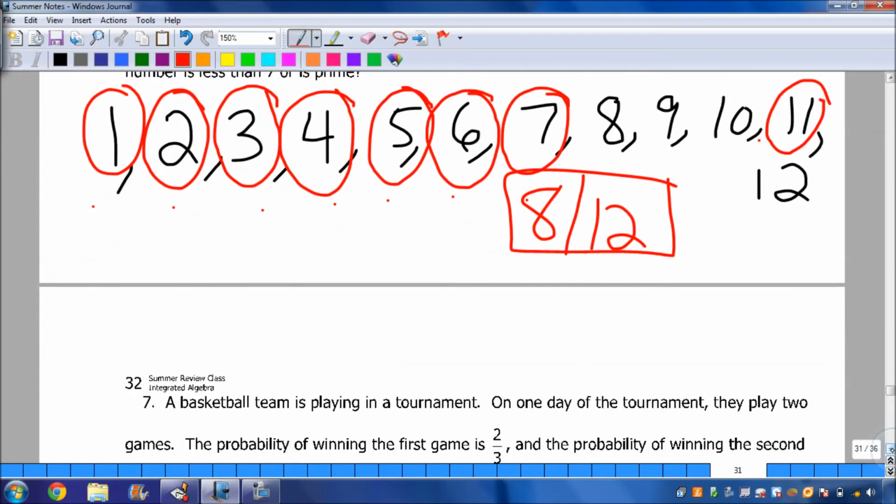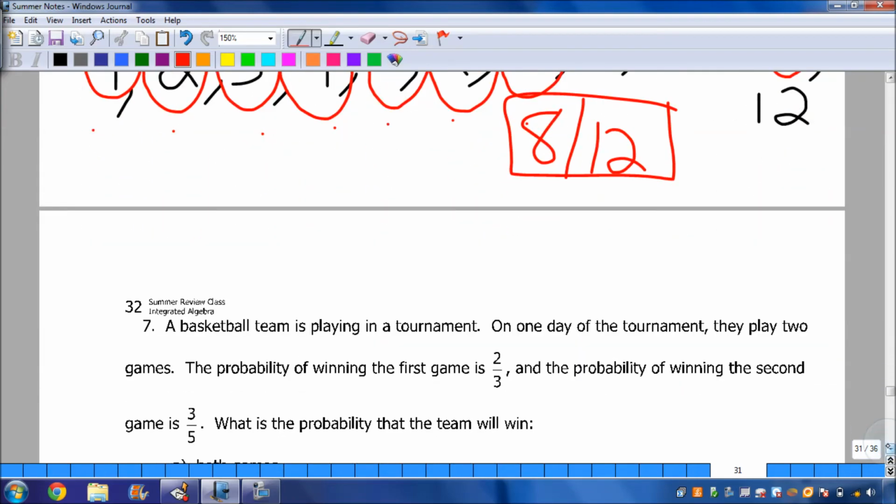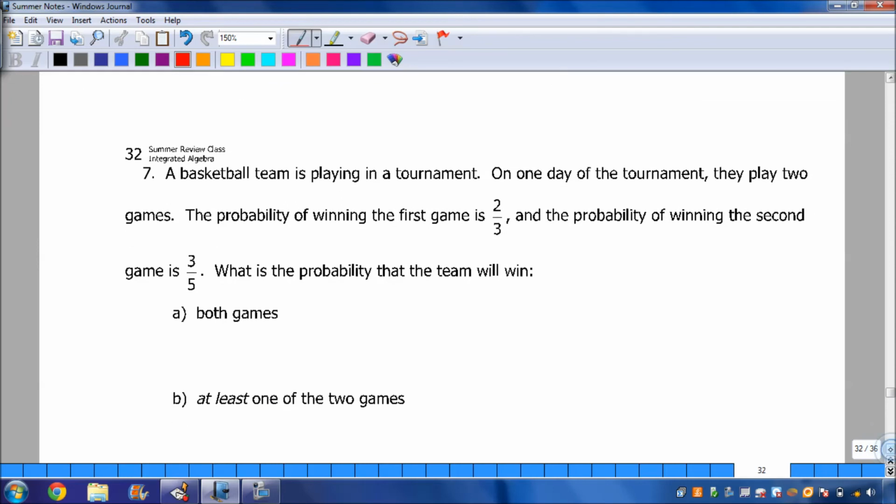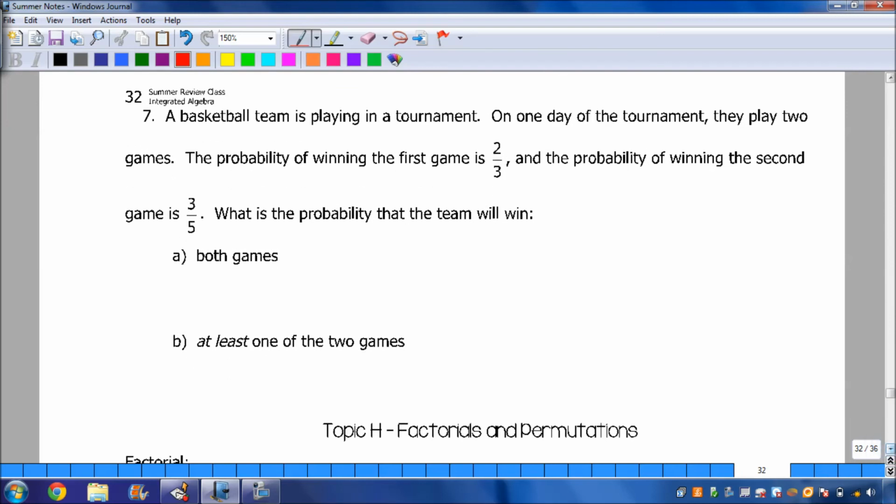All right, so now a basketball team is playing in a tournament. On one day of the tournament, they play 2 games. The probability of winning the first game is 2/3, and the probability of winning the second game is 3/5. What's the probability that the team will win both games? Well, it's 2/3 times 3/5, so the answer to this question is going to be 6 out of 15.